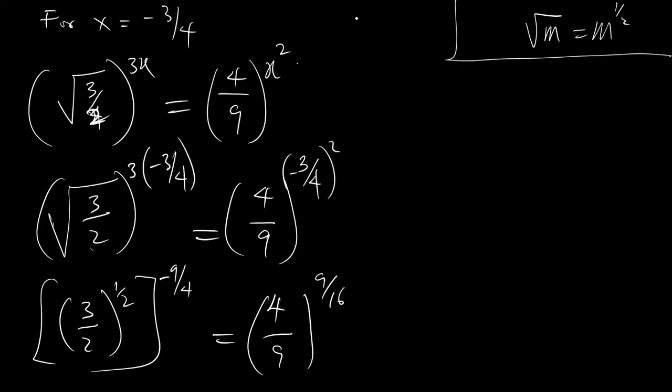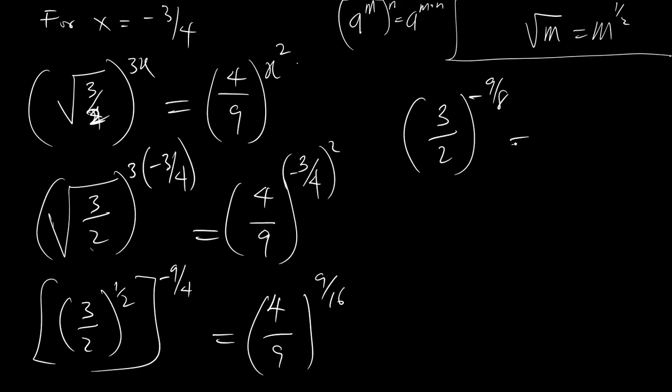So this one, we apply the law of indices, where you say a raised to power m, all raised to power n, is the same thing as a raised to power m times n. So you multiply the powers. So if you multiply these powers, you have 3 all over 2, all raised to power minus 9 all over 8, is equal to what? 4 all over 9 raised to power what? 9 all over 16. This is 8.